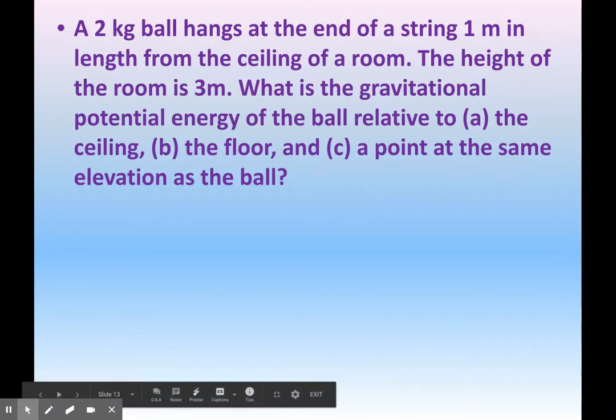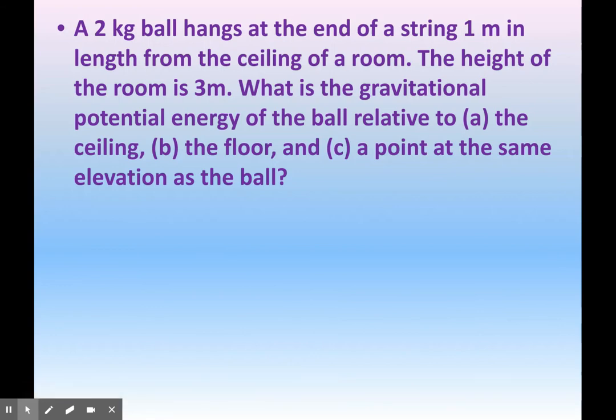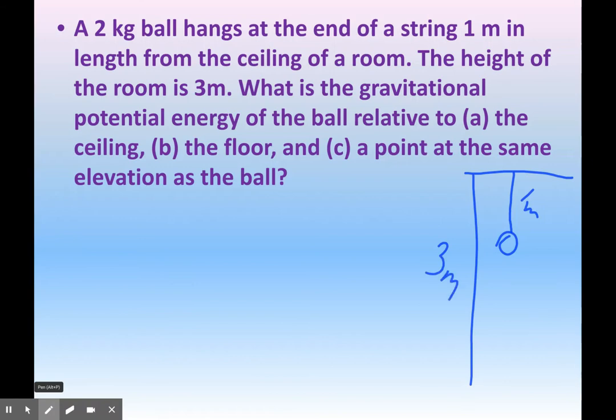Here we have a 2 kilogram ball hanging at the end of a string that's 1 meter from the ceiling. The height of the room is 3 meters. Let's sketch that out. Let's say this is our ceiling. There's 1 meter for the string. The total height is 3 meters. So the ball is 2 meters from the ground. What is the potential energy of the ball relative to the ceiling?